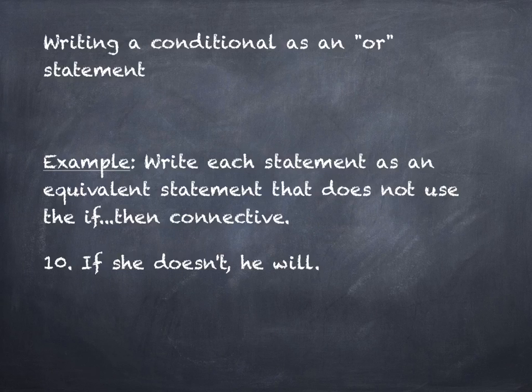Now we also have the idea of taking a conditional and then writing it as an or statement. So the conditional written as an or statement is tilde P or Q. So we negate the first part and we leave the second part the same. So if we take the following statement, it says, if she doesn't, then he will. Well, again, the if is not a part of the statement. She doesn't is. So I need the negation of she doesn't, which would be she does.